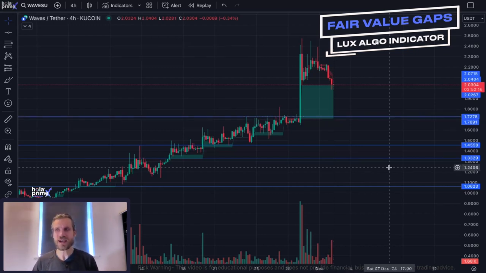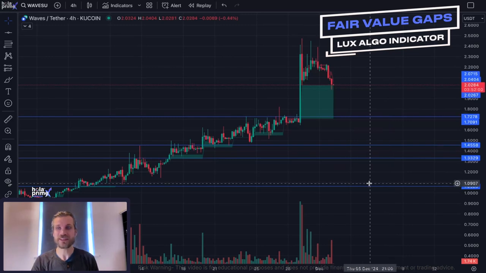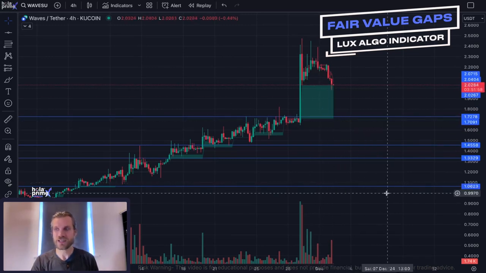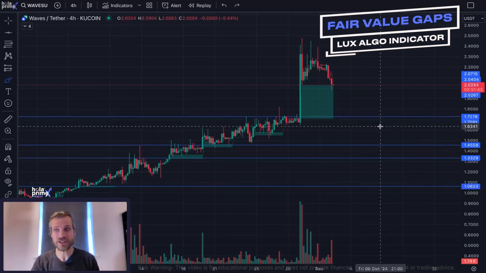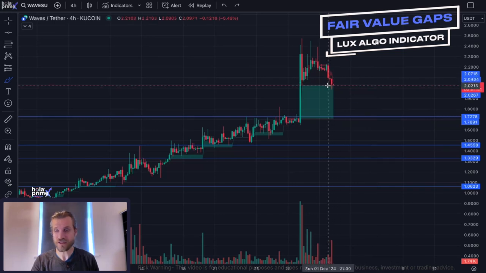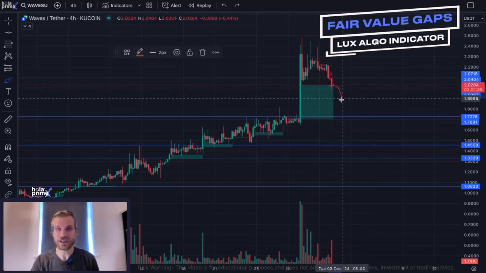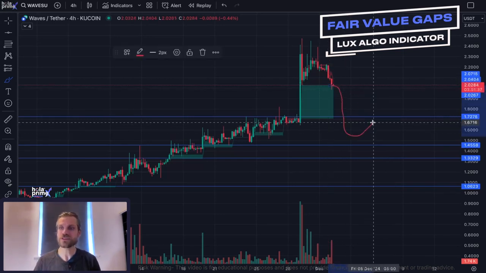Fair value gaps do not act exclusively like support or resistance levels. They are simply visible imbalances that the price must revisit to correct, acting like a magnet for the price action. But there is nothing stopping the price action barreling straight through a fair value gap once it's revisited, like so. So you must use fair value gaps in combination with other signals and indicators to truly capitalize on the knowledge of where they are.